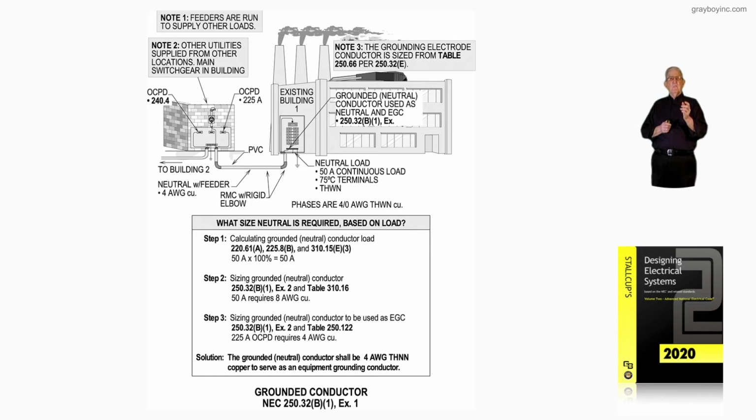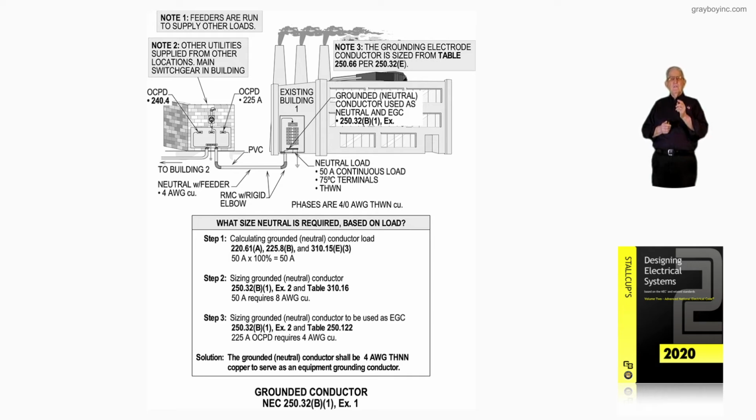It's rigid metal conduit, elbow there with PVC between it, no parallel paths. The neutral load is 50 amp continuous type load. All terminals are 75 degrees C, and we're using a THWN conductor, and the phase conductors from the building to the left to the building to the right are 4 THWN.